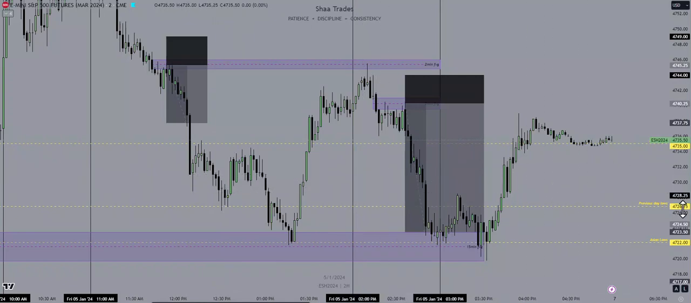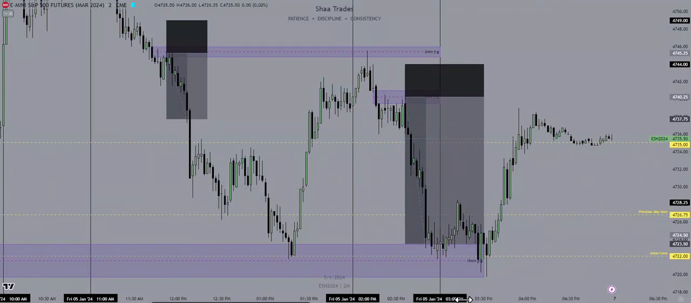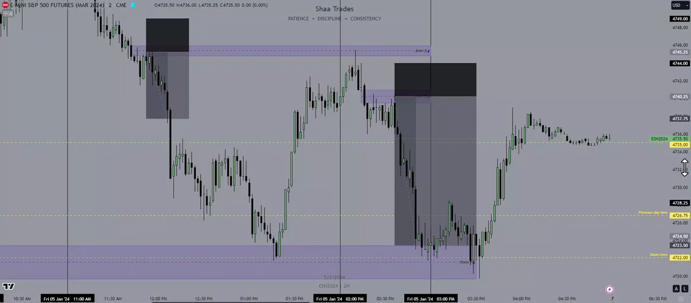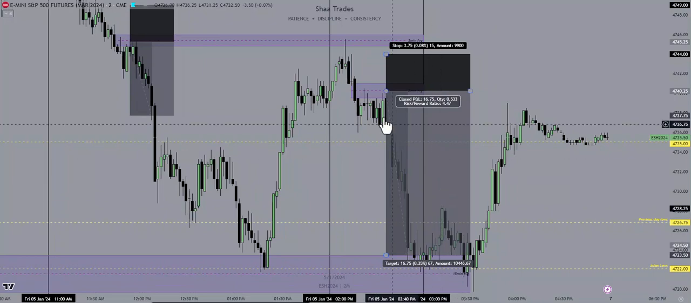That's why we say partial pays. That's something ICT always mentions, and since I've been doing that, even if I get the direction incorrect, right? Say for instance, I get the draw on liquidity incorrect, I still could lock in a 1-to-1. If I set a runner, move my stop to break even or better, and price comes back and hits that, I don't feel any type of way, right? Because I locked in profit. So yeah, that's it for today.